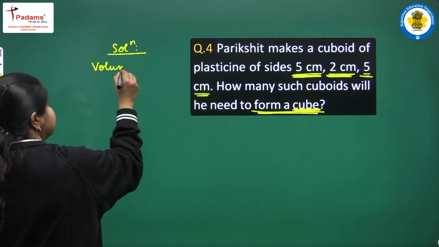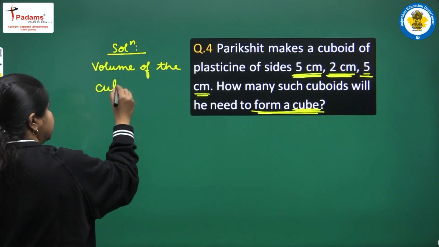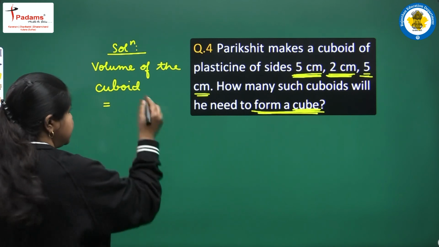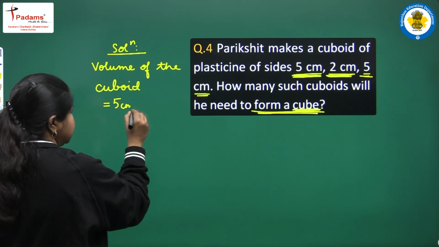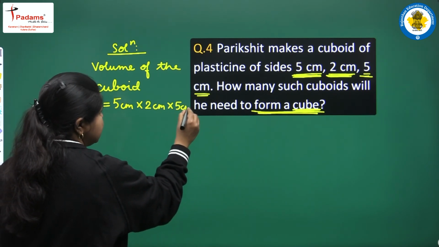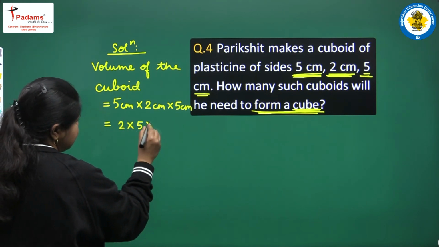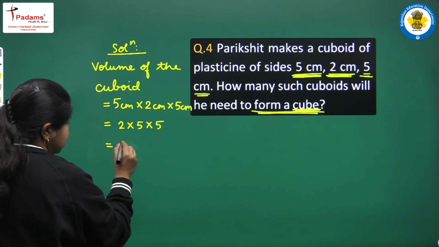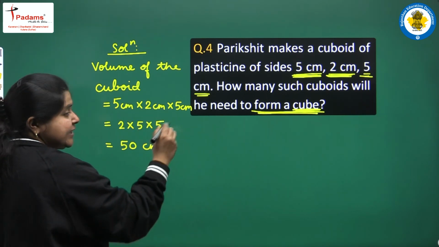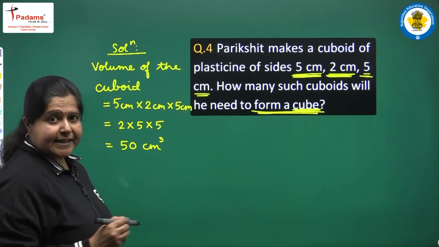Volume of the cuboid. You know its formula, it is given by length into breadth into height. So length is 5 centimeters, then we have 2 centimeters into again 5 centimeters. This if you multiply, you will get 2 into 5 into 5, and this is equal to 50 centimeter cube. आप देखिए यहाँ पर सेंटीमीटर भी 3 times है, so we have the power 3 on this centimeter cube.